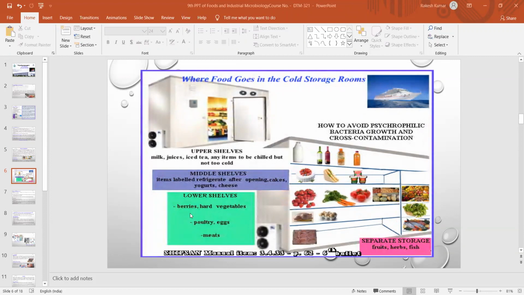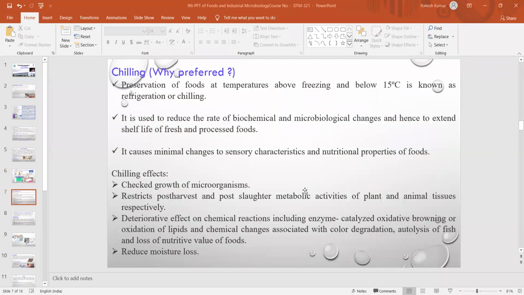Then lower shelf: berries, hard vegetables, poultry, eggs, these are the things which you should keep in the lower shelf of the refrigerator. And one separate shelf is there. In this you can keep your fruit, herbs, and fish. So at least everyone has an idea about this. We should maintain this type of condition in our refrigerator.